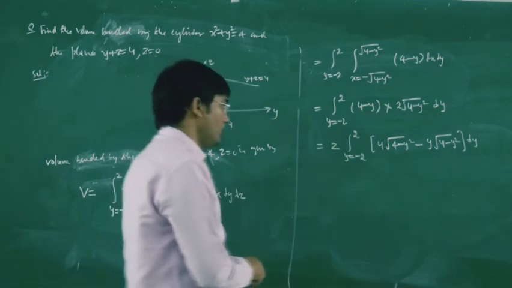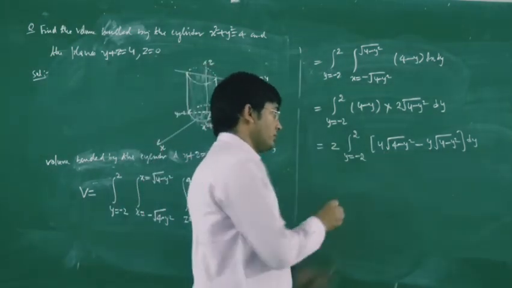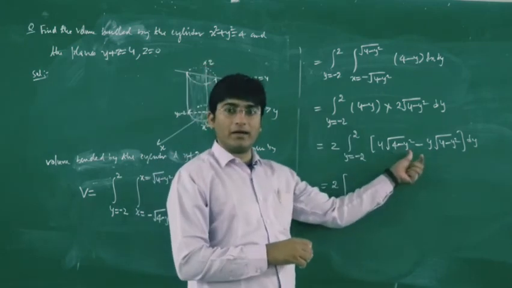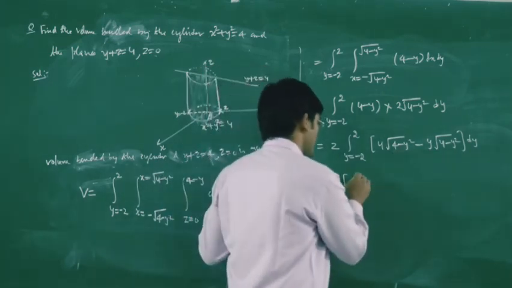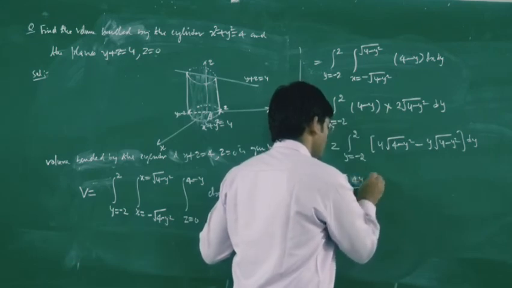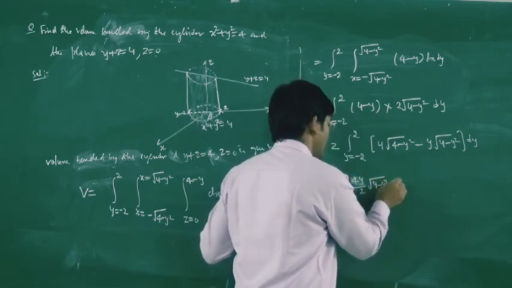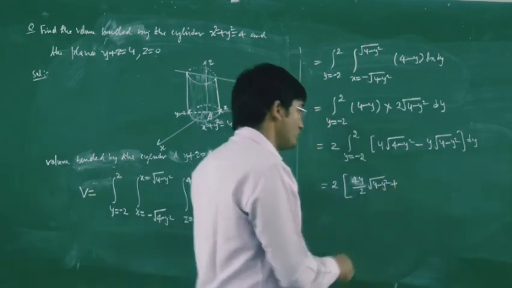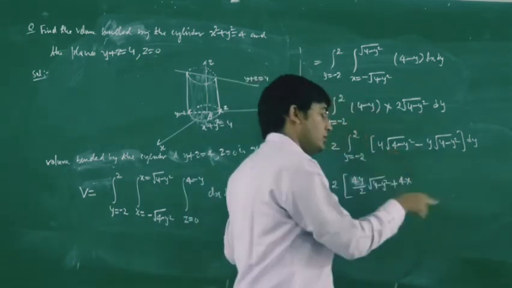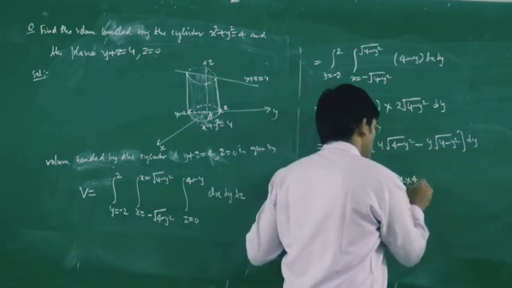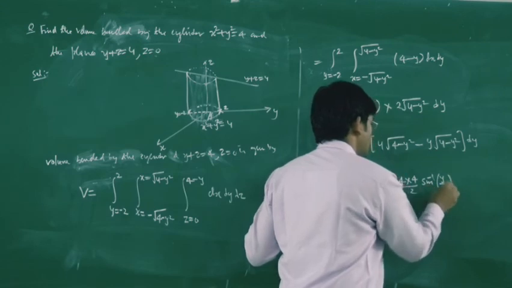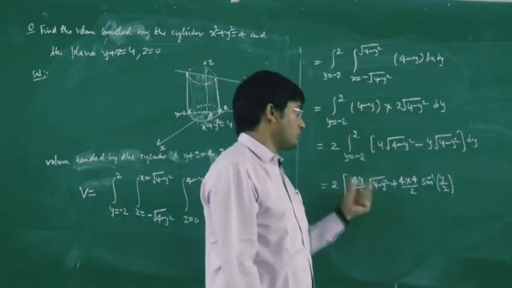Now let us integrate this bracket. The integration of the square root of a square minus y square is equal to y upon 2 times the square root of a square minus y square, plus a square upon 2 times sin inverse of y upon a. So this will be 4y upon 2 into the square root of 4 minus y square, then a square upon 2 means 4 upon 2, since a is 2, then sin inverse y upon 2. So this is the integration of the first bracket.